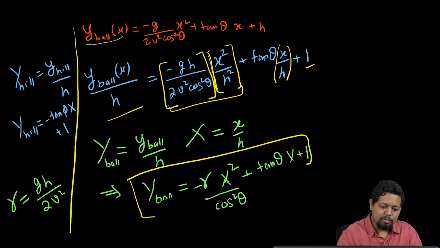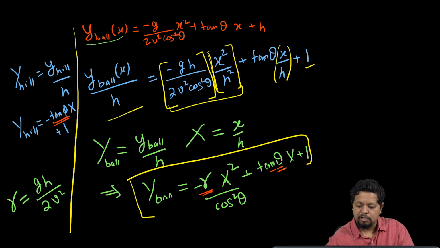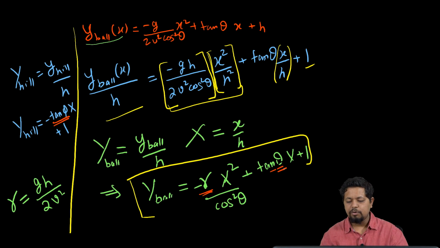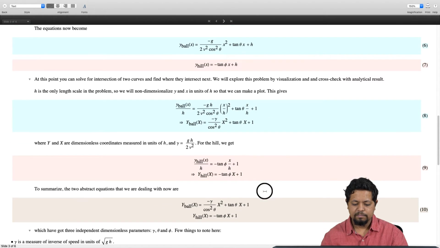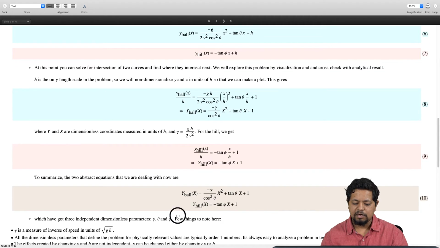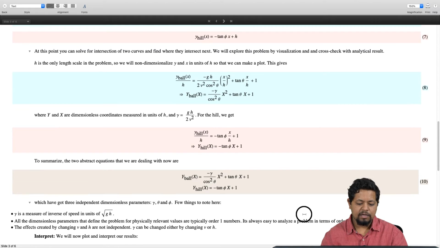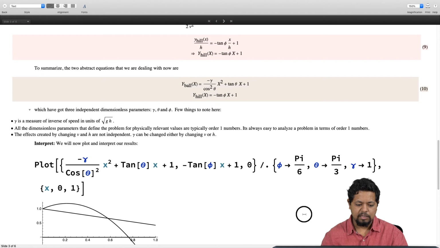I have got 3 parameters in this problem: tangent phi, gamma and theta. So phi, theta and gamma are the 3 constants that are given to the problem, and depending on what the values of these 3 constants are, my solutions can change. So let's go ahead and analyze that. Here's my final equation for Y ball and here's my equation for Y hill. Since these are 2 abstract equations without any dimensions, Y is dimensionless, X is dimensionless, and gamma, theta and phi are parameters, I can go ahead and plot this by using the plot command like this.